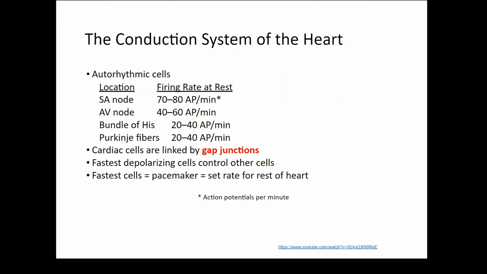Okay. So the rule for these autorhythmic cells, if we're thinking about pathology or something going wrong with the heart, is whatever the fastest depolarizing cells left are, those are the ones that are going to control. So under normal function, the SA node is in control. In pathological conditions, we might have one of these other centers taking over. So the fastest cells are considered our pacemaker for the heart. They set the rate for the rest of the heart.